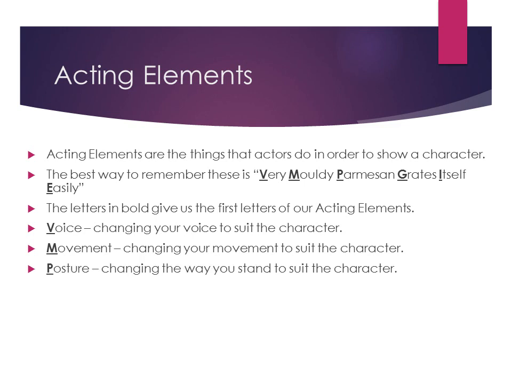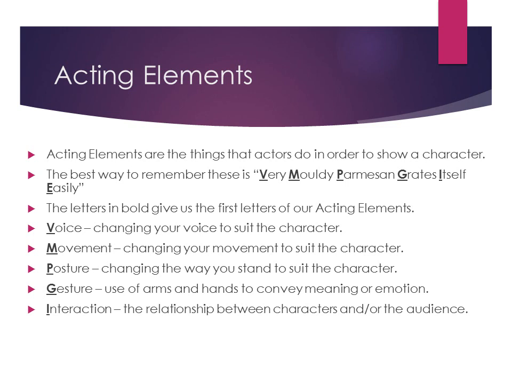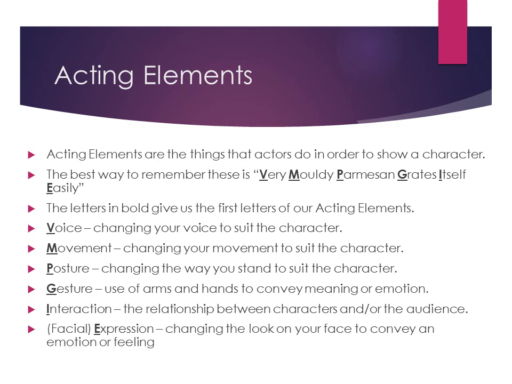P for parmesan is posture, changing the way you stand to suit the character. G for grates is gesture, the use of your arms and your hands, and we use those to help express meaning or emotion. The I is interaction, and it's the relationship between characters themselves, or between the characters and the audience, or even between characters and objects. And the last one, E, is a bit of a cheat because it's expression, but really it's facial expression, and it's changing the look on your face to really show an emotion or a feeling.